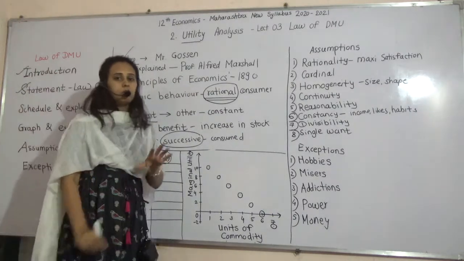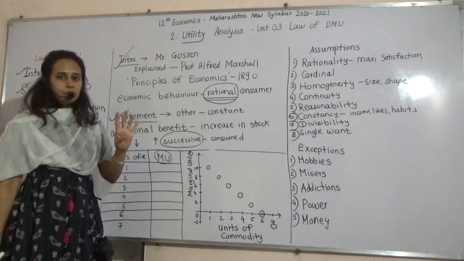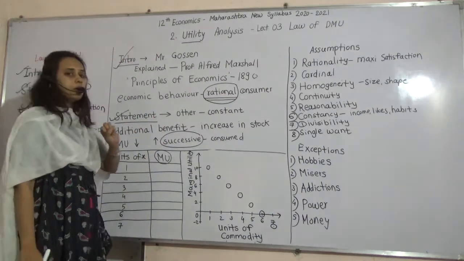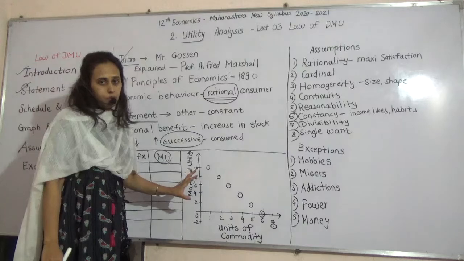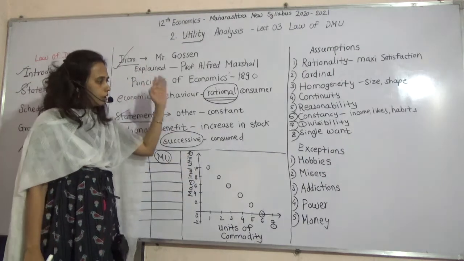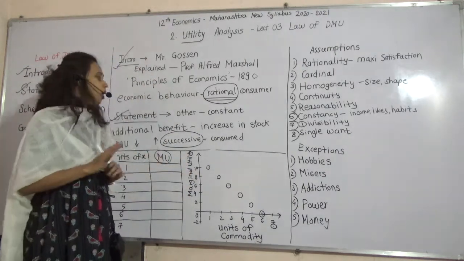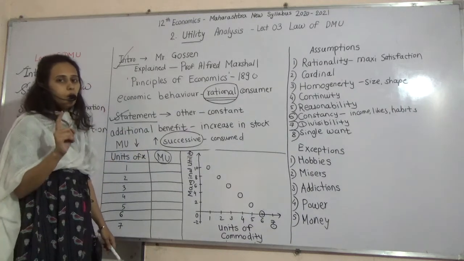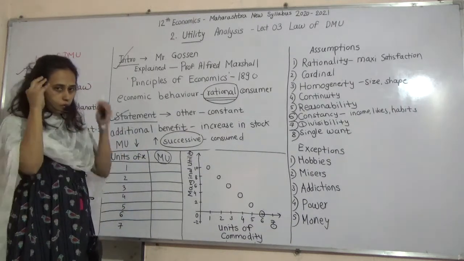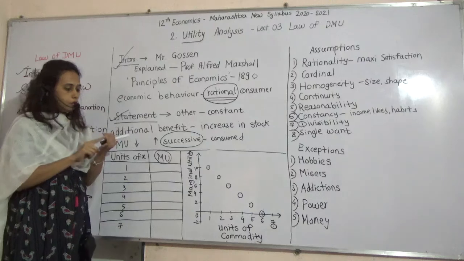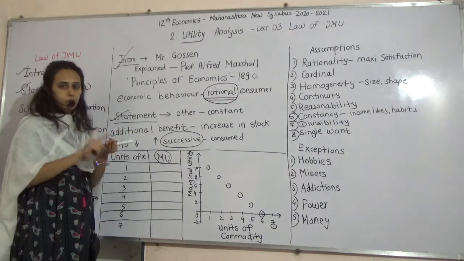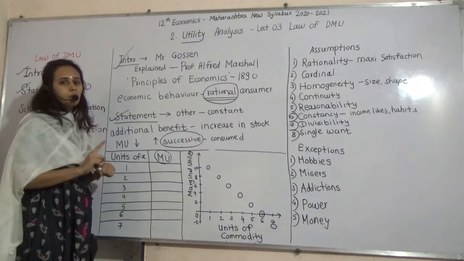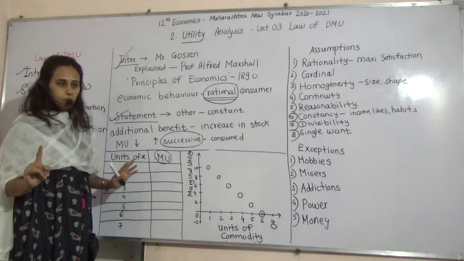Normally students, what they do, if the question has been asked, write the law of DMU, at that time they clearly write relationship between TU and MU. They start writing about that comparison and all. Remember, this is the law of DMU. You are going to concentrate only on diminishing marginal utility. So in this table, don't talk about TU.